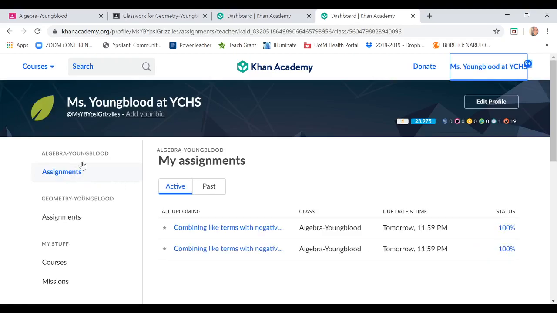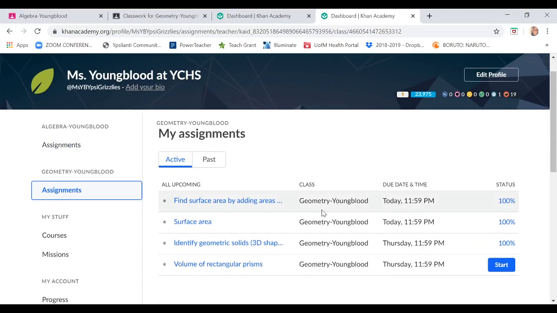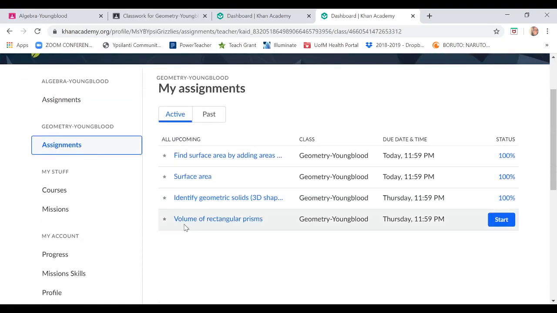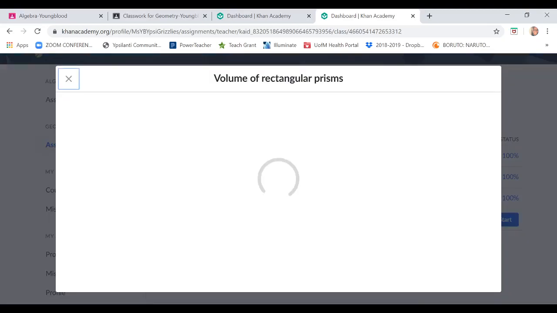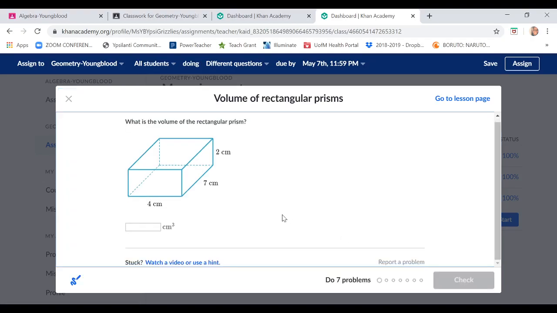And remember, your assignments are on this side. We're in geometry, so we're looking at Geometry Youngblood. Now we're doing this last assignment, volume of rectangular prisms. So let's start that one. And this one does have 7 problems as well, but again, they're relatively short. So let's copy this over to our Sketchpad and work this problem out.